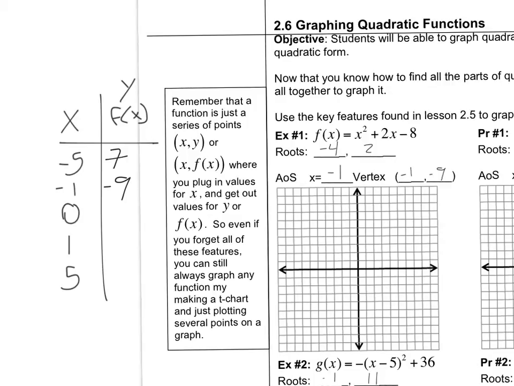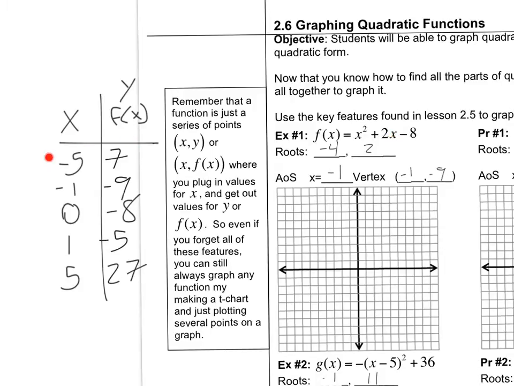I could plug in a 0. 0 would give me -8. I could plug in a +1. +1 would give me 1 plus 2 is 3. Minus 8 is -5. And finally, I could plug in a +5. 5 squared is 25. Plus 10 is 35. Minus 8 is 27.